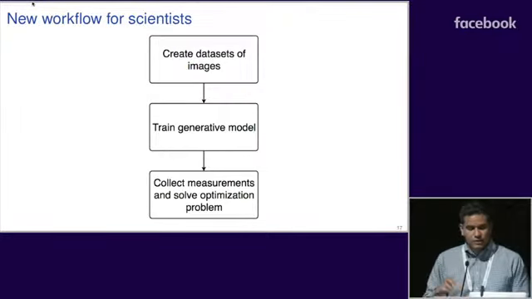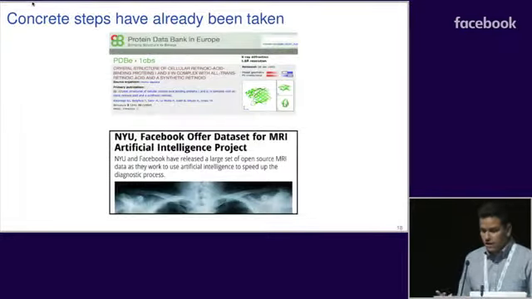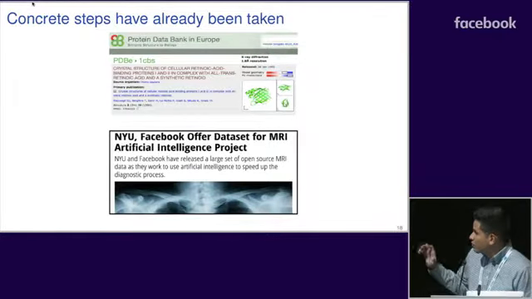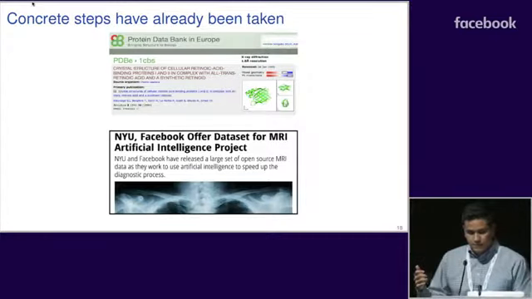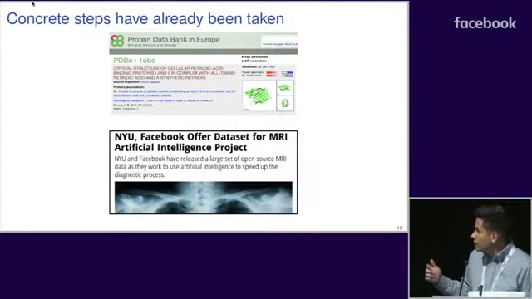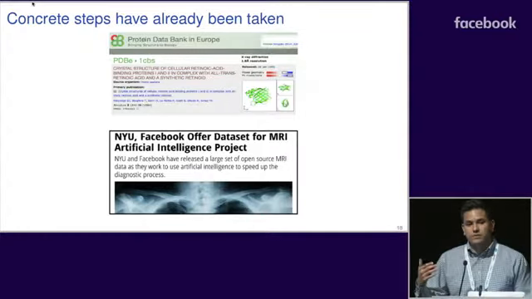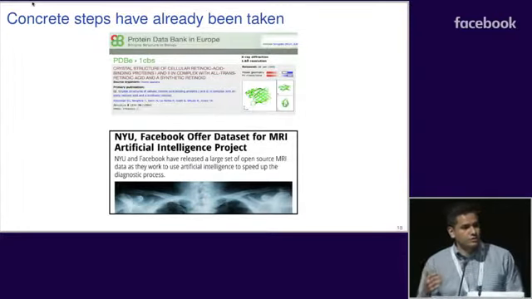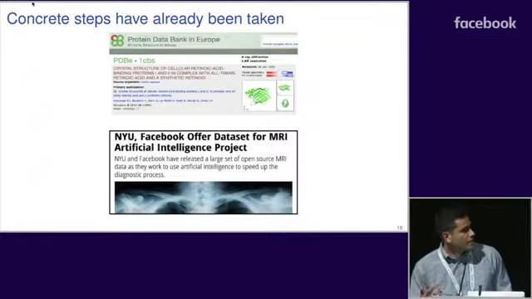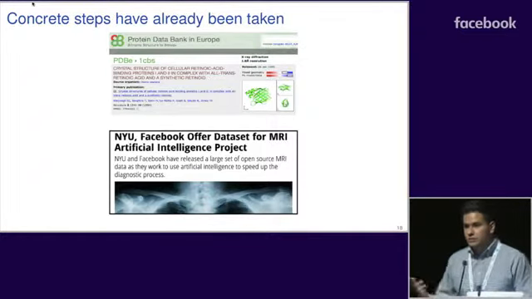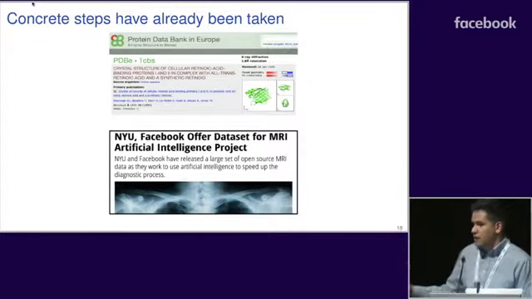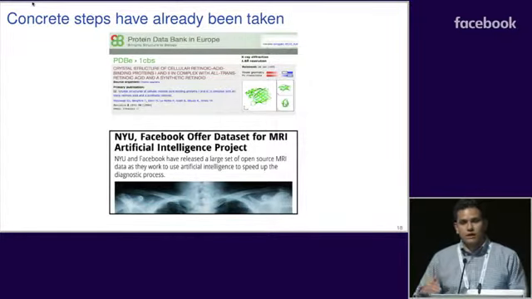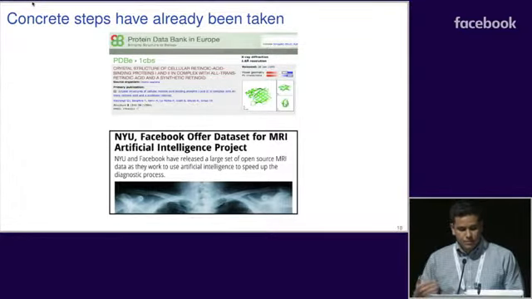There's actually already been work done in trying to create these types of data sets, and here are some examples. The first image on top is a screenshot from the Protein Data Bank website, which has thousands of images of the crystallographic structures that you see in X-ray crystallography. In addition, NYU and Facebook just teamed up and made a new data set for MRI imaging. This is something that happened within the past week or so. So this is definitely an avenue of research that's gaining traction, and that's important for work to come.